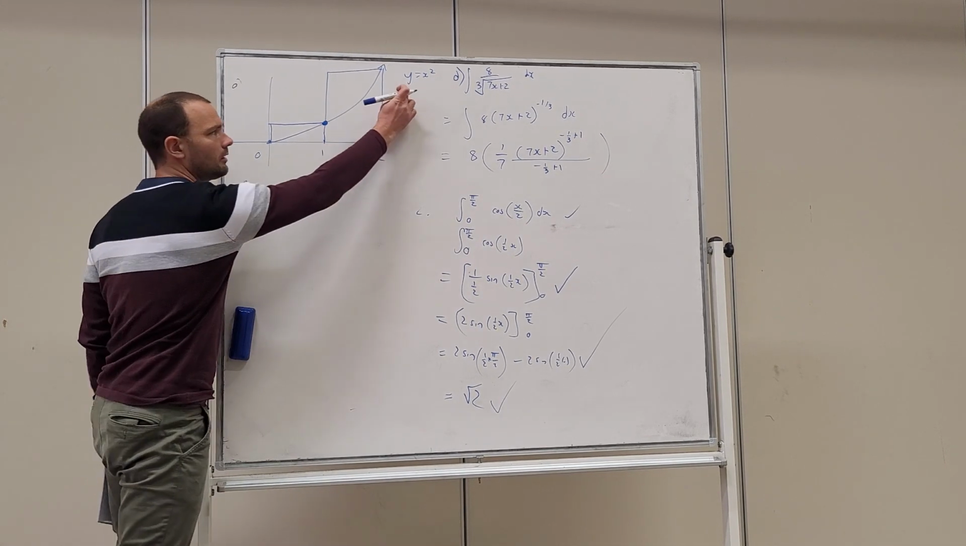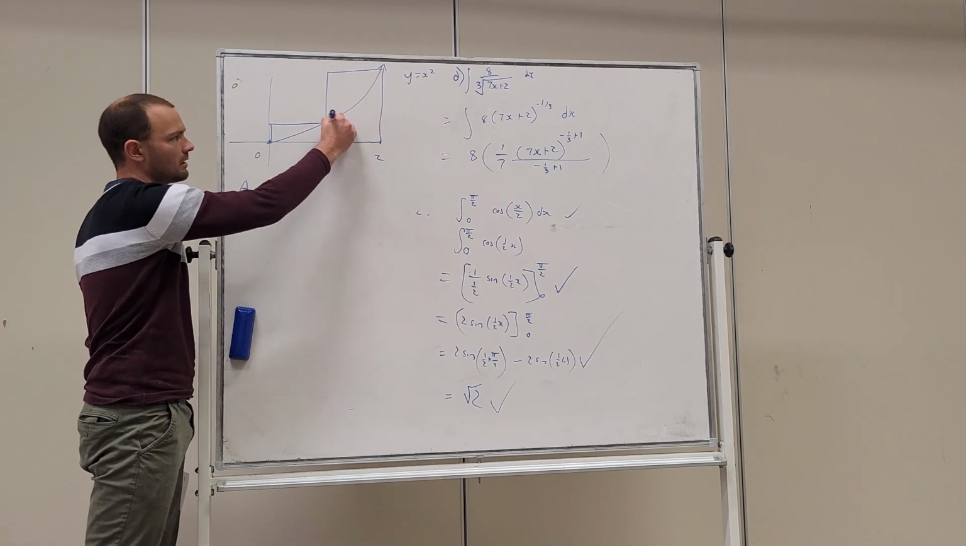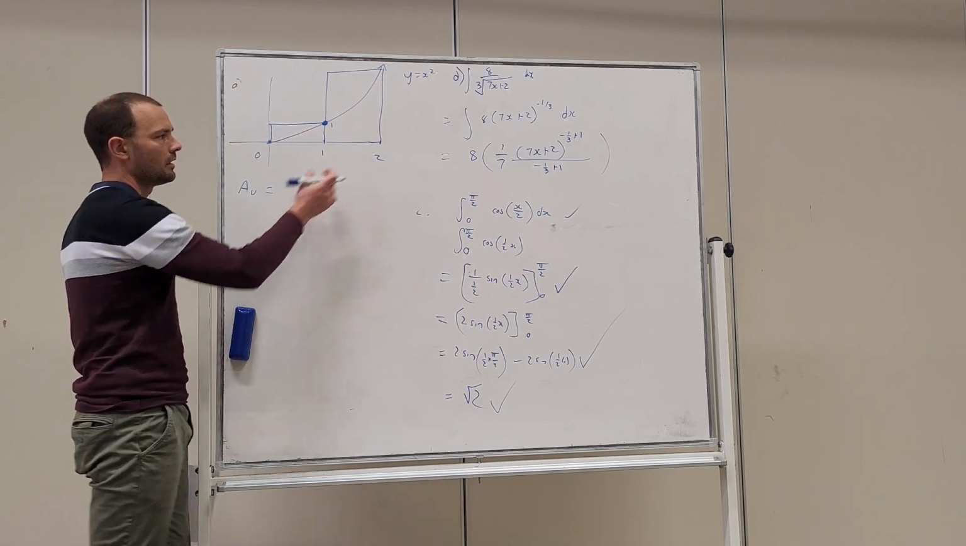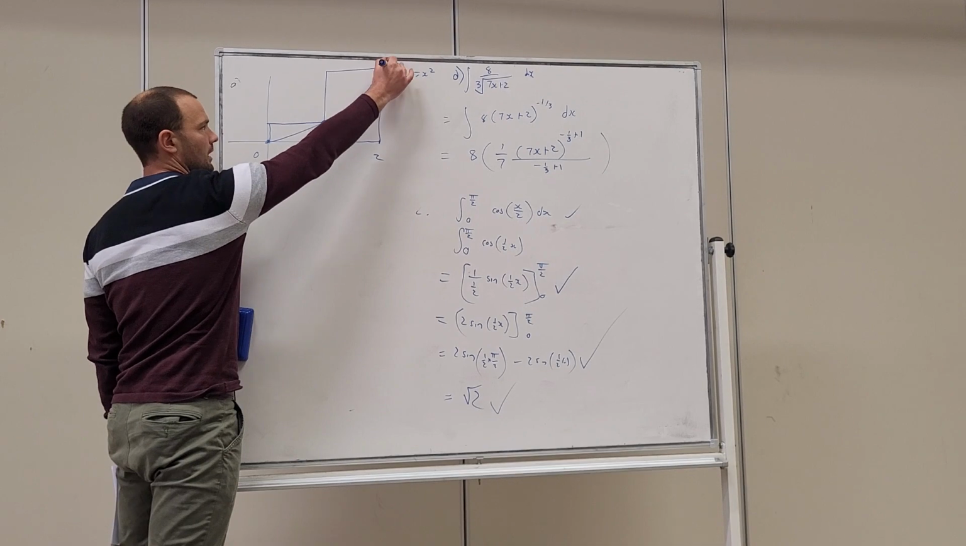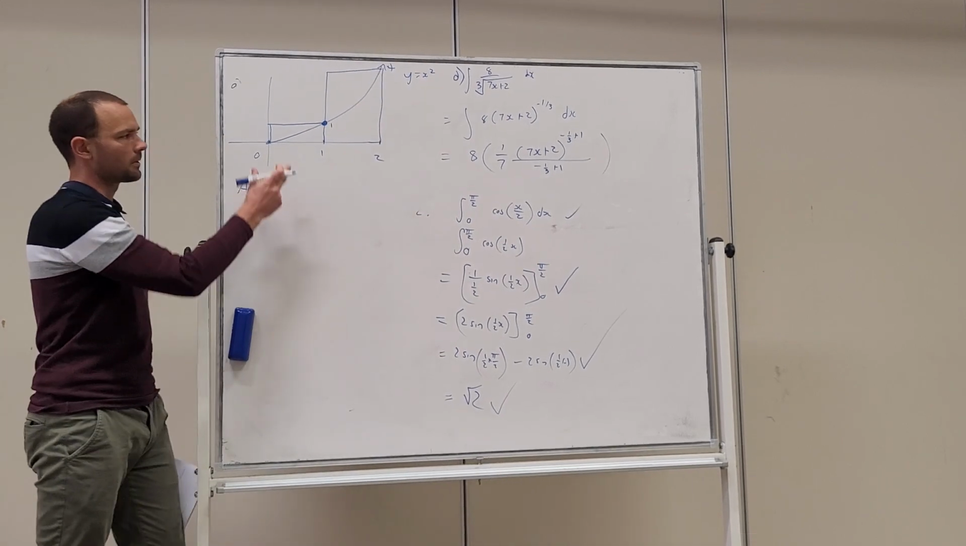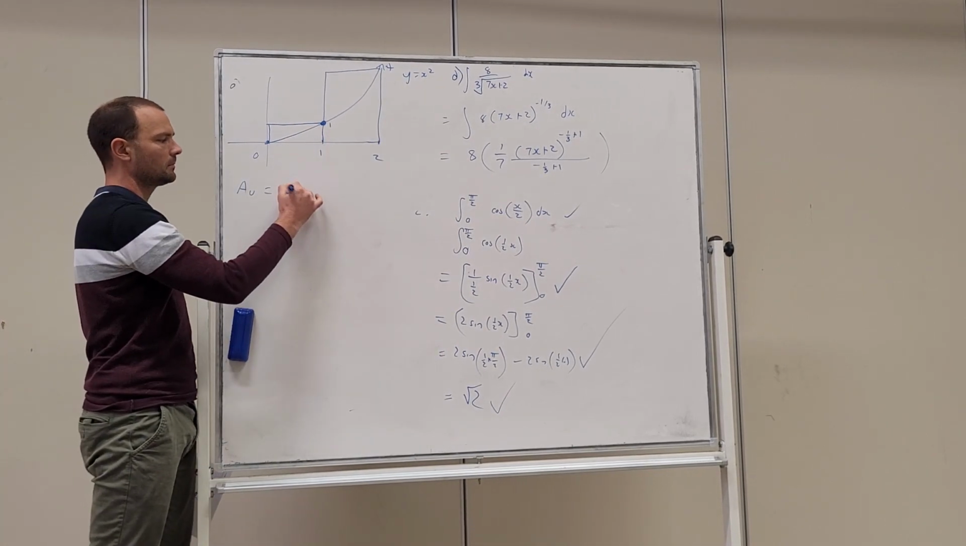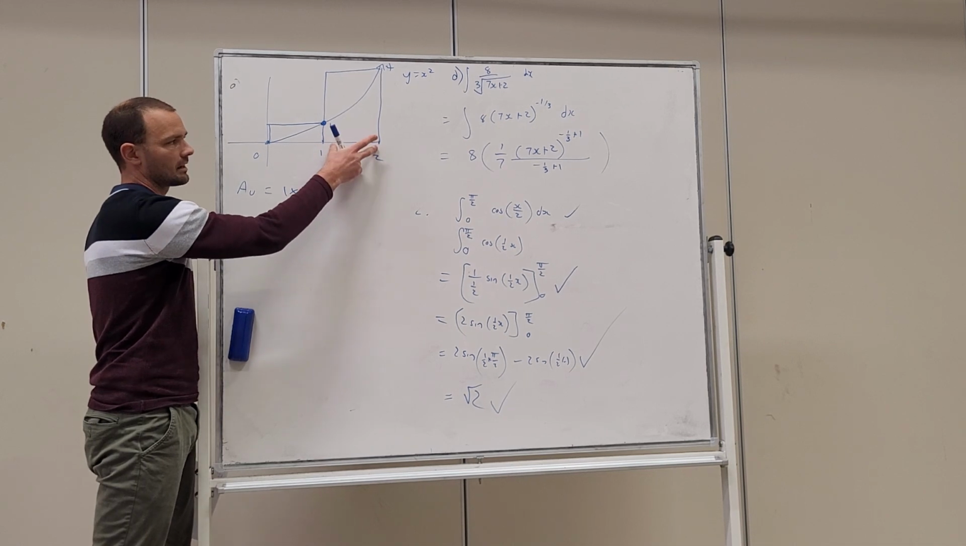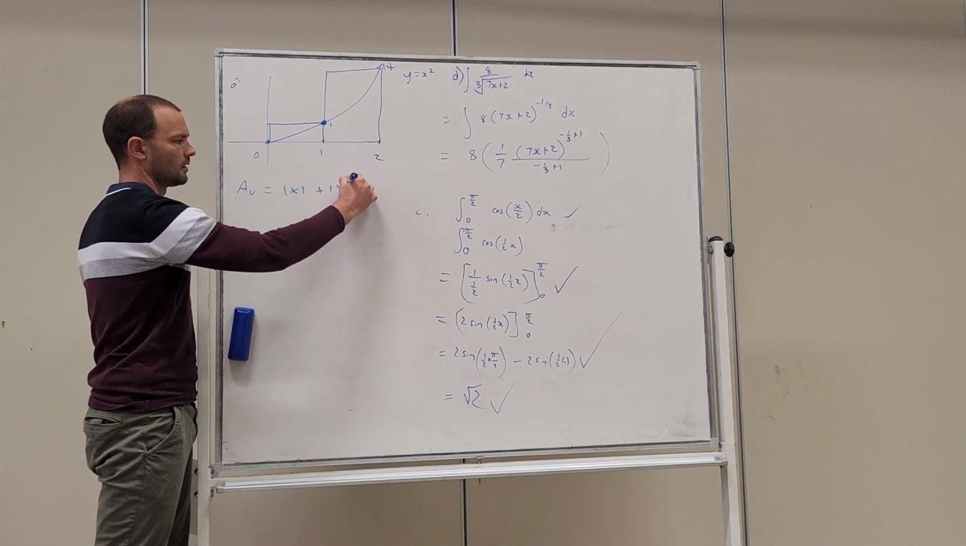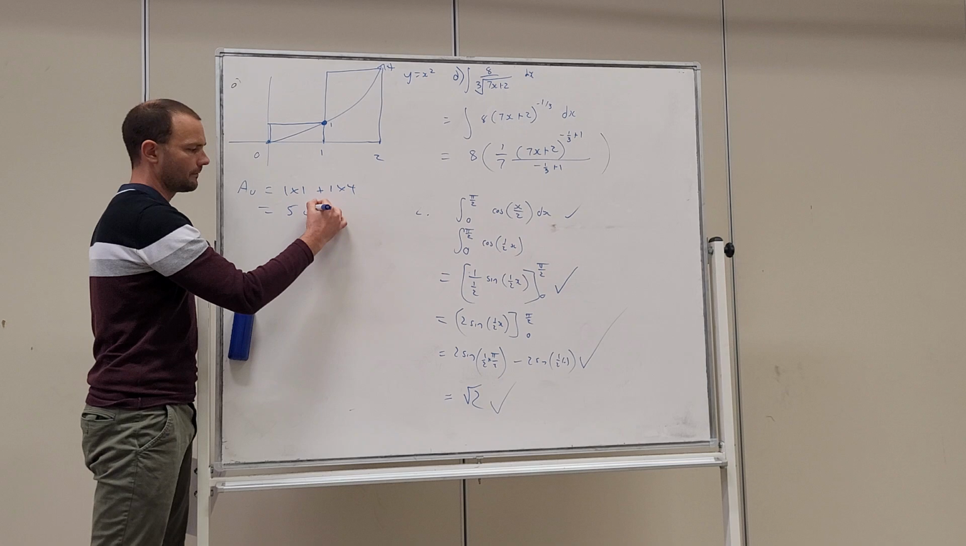Now the y value here, we base that off the x value. The x value is 1, the y value is going to be 1 squared. So the y value there is 1. And the y value here is going to be 2 squared, which is 4. So the first rectangle is 1 times 1, and the second rectangle is 1 times 4. So our upper estimate is 5 units squared.